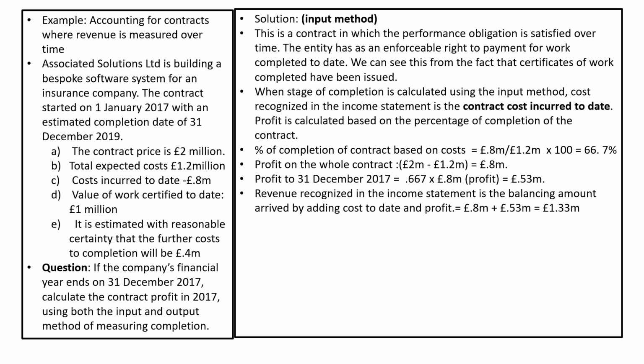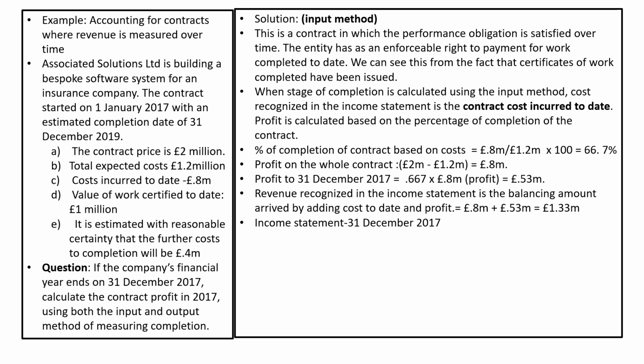Now, revenue recognized in the income statement is the balancing amount arrived by adding the cost and profit. So we've calculated the cost to be 0.8 million and 0.53 is the profit element to give us a total figure of 1.33 million.